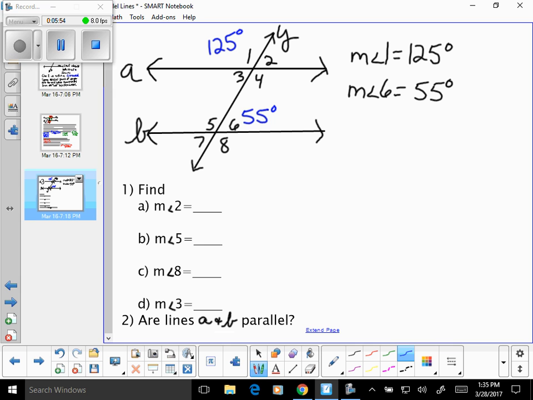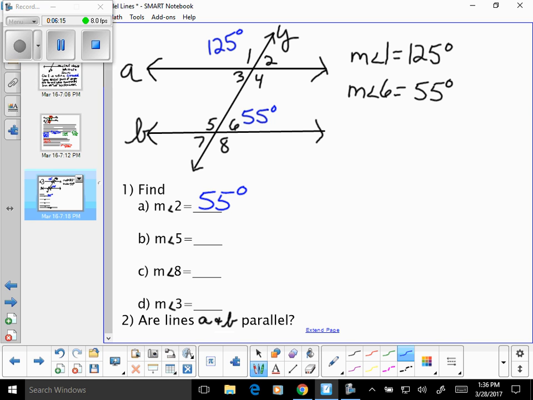Now I'm looking at angle 2. When I look at angle 2, the first thing that hits me is, all right, I learned in the chapter 8.1 lesson that angle 1 and angle 2 are supplementary. So if I take 180 minus 125, I will find out that the measure of angle 2 is 55 degrees.